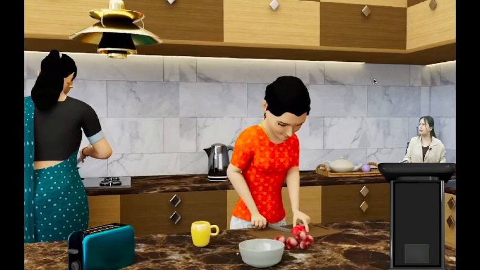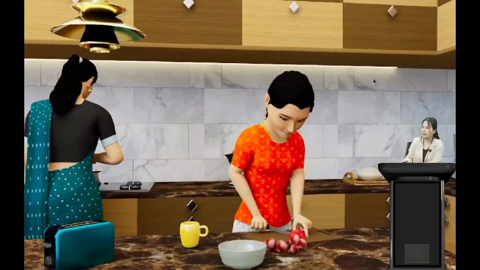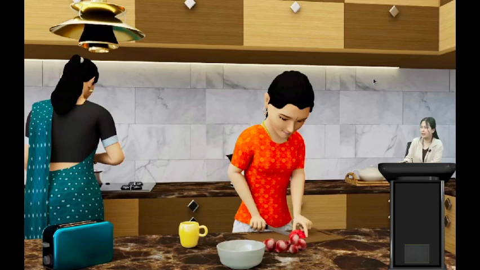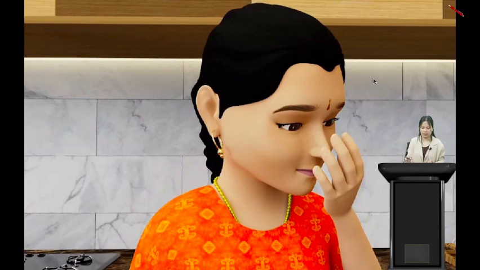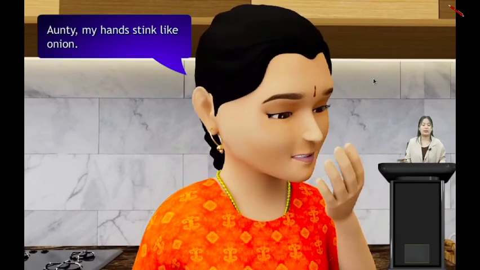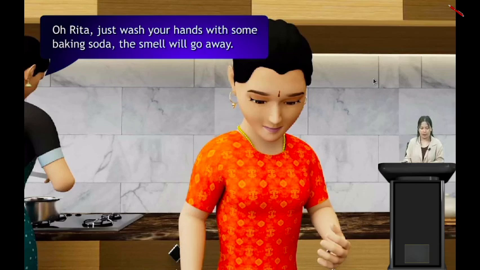Alright students, here we see a girl cooking in the kitchen. Yes, let us observe what happens. Now after cutting the onions, when she smells her hands, it stings. So she said to her aunt, "Auntie, my hands sting like onion." Okay, let's see what the aunt replied. Then the aunt replied saying, "Oh Rita, just wash your hands with some baking soda, the smell will go away." So the girl listened to her aunt and washed her hand using baking soda.